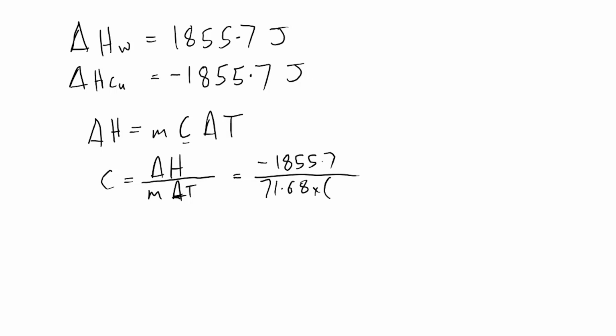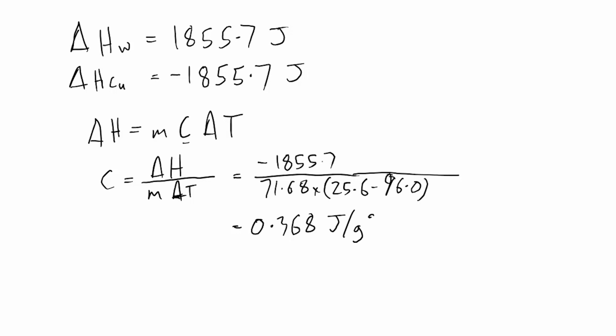The temperature change is from 96 down to 25.6, but it's going to end up as a negative number. Specific heats are always positive numbers, and it was an energy loss. So the delta is the reverse of that effectively. So if I run that through a calculator, I will get an answer of 0.368 joule per gram degree C. So that is C, the specific heat for copper that we've actually calculated.